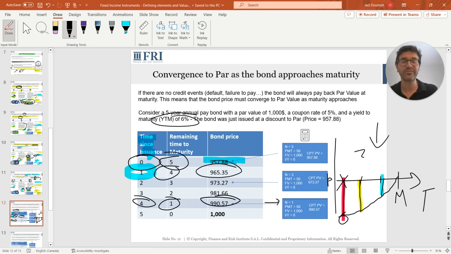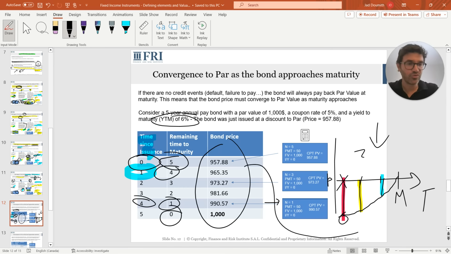Tell your calculator now that n is 1 and compute the present value. You'd see that it gets higher and higher until it gets exactly equal to par when there are 0 years remaining to maturity. You are at the maturity point. So you can obviously see here in numbers what I showed you here on this graph. You can see the price moving from 957.88 to 965, then 973, then 981, then 990, and then of course par at maturity.